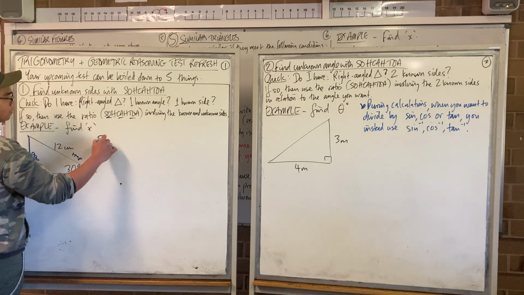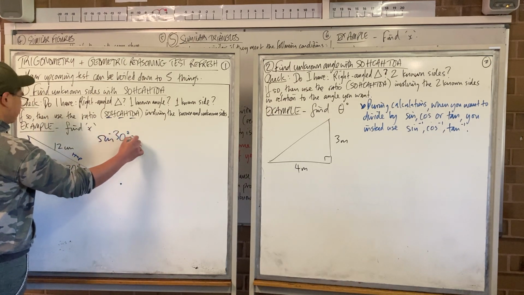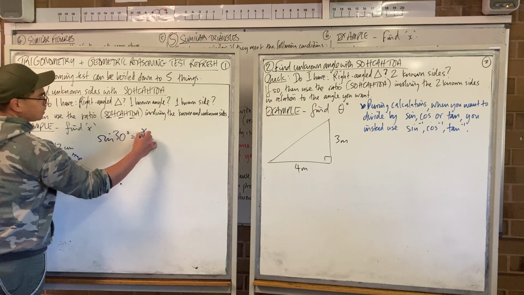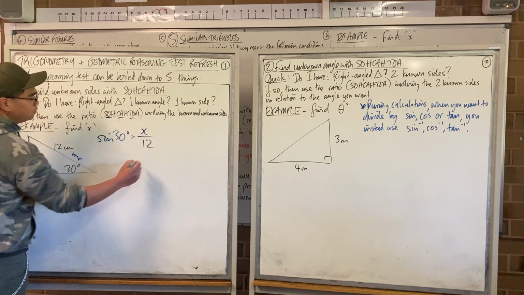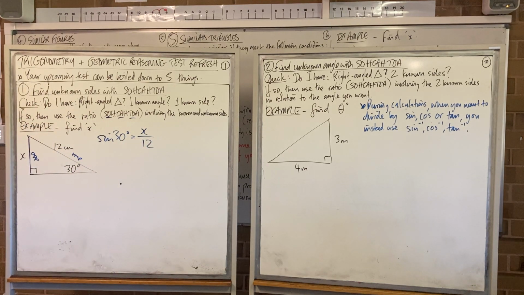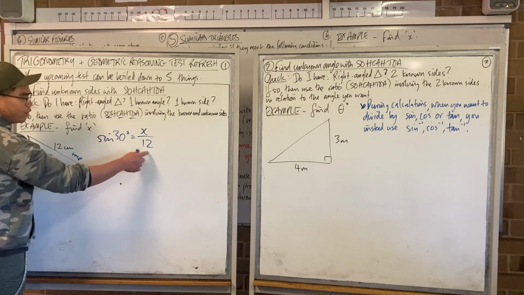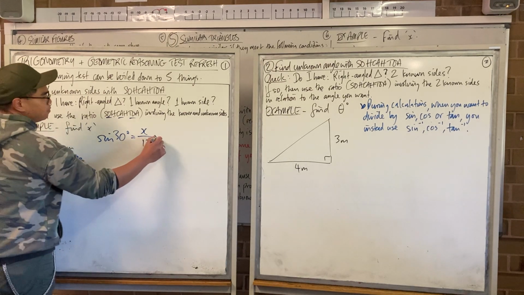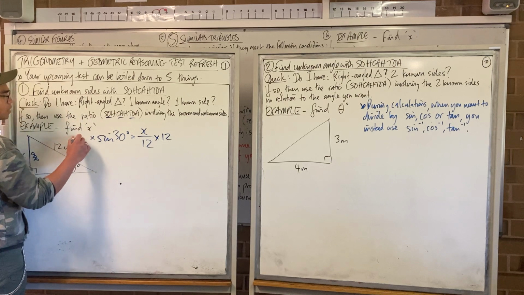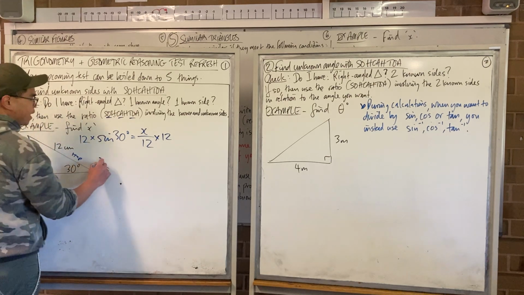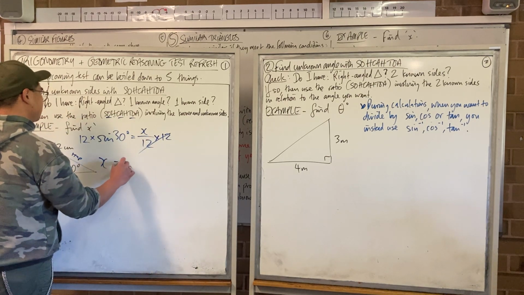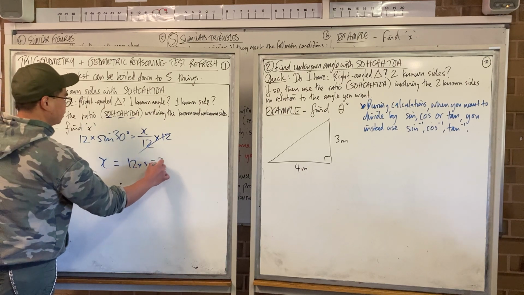So sine 30 degrees is equal to opposite x over 12. I'm almost there. I want x by itself. I need to get rid of dividing by 12, so you times by 12, but to keep it balanced, I have to times both sides by 12, so x is going to be 12 times sine 30 degrees.